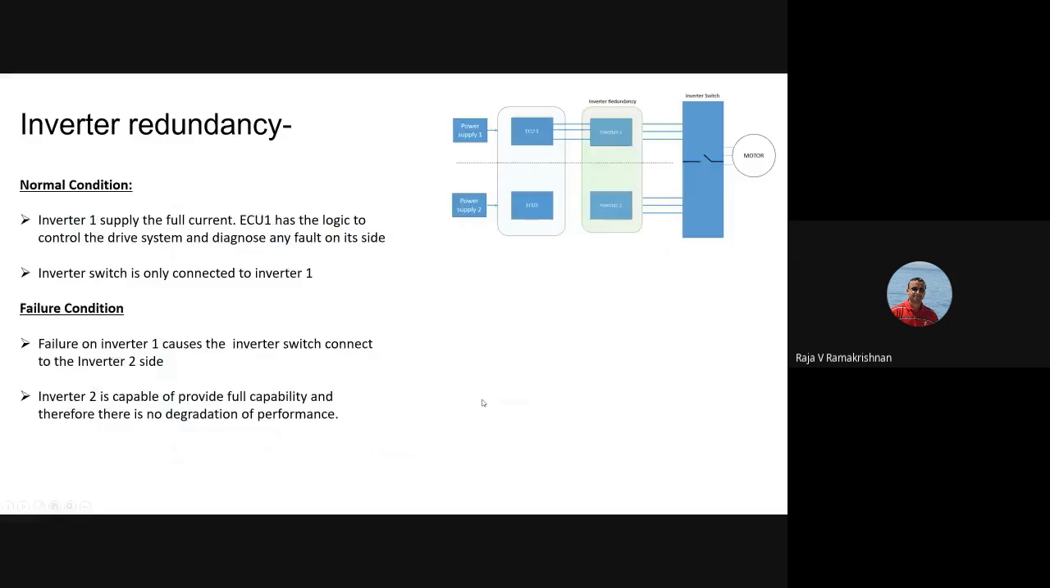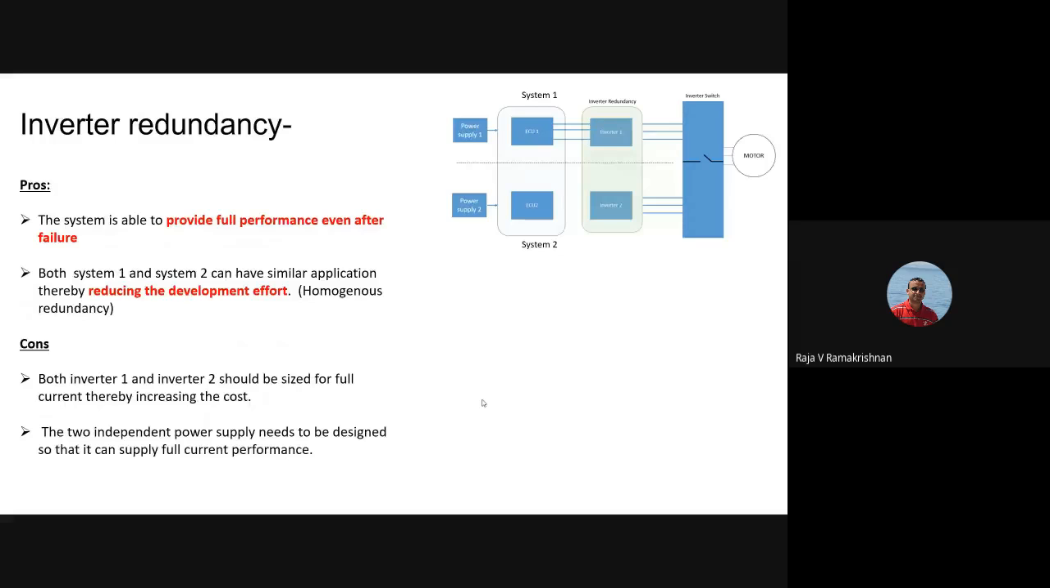Inverter one supplies the full current, and ECU 1 has the logic to control the driver and diagnose any fault on its side. Inverter switch 2 is only connected to inverter 1 in normal working condition. A failure on inverter 1 causes the inverter switch to connect to the inverter 2 side. Inverter 2 is capable of providing the full capability, and therefore there is no degradation of the performance. Now, what are the pros and cons of such a system? The system is able to provide full performance even after failure. Both system 1 and system 2 have similar application, thereby reducing the development effort, which we call homogeneous redundancy. So it is the same set of code running on both.